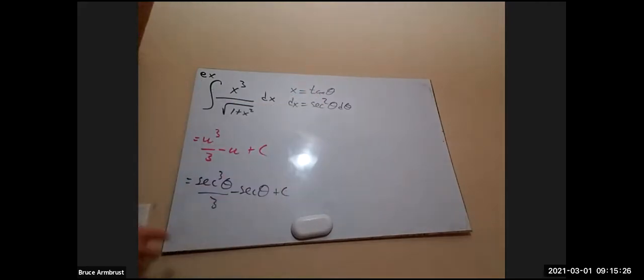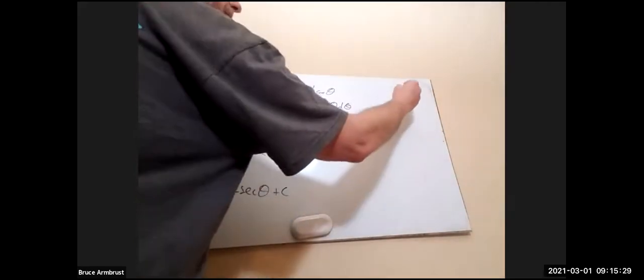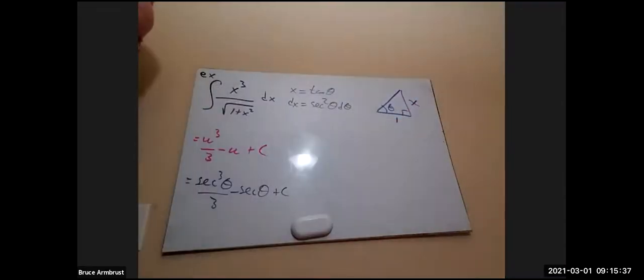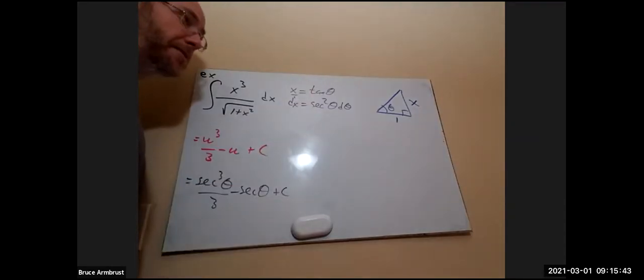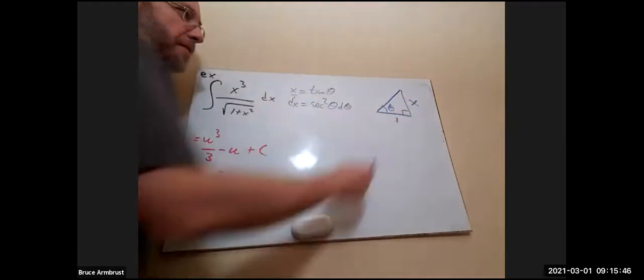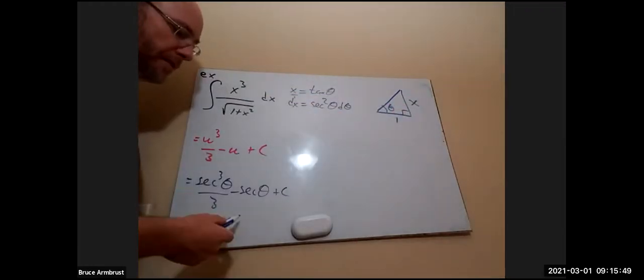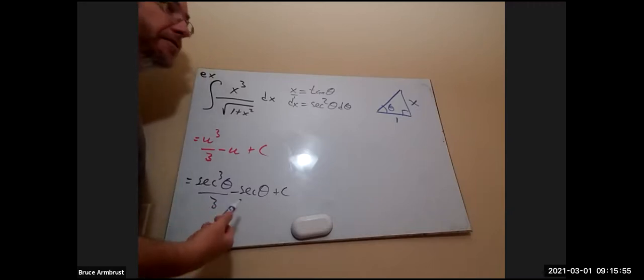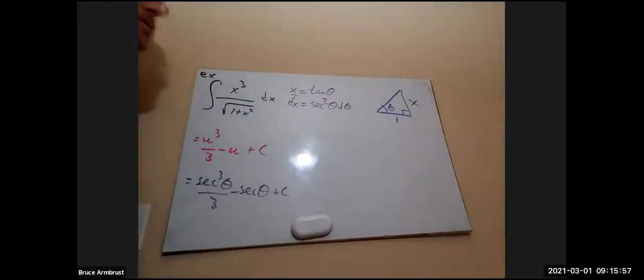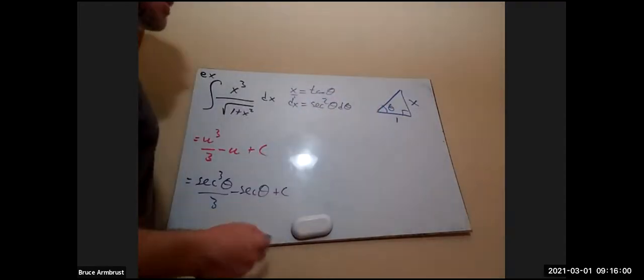Because here's what we know about theta. We know the tangent of theta is equal to x. So if I draw a right triangle here, there's my theta. I know the tangent is equal to x. So tangent is opposite over adjacent. So tangent is x over 1. All right, well, I want secant. Secant is 1 over cosine. So for cosine, I need adjacent over hypotenuse. So I need to get this side right here. Well, that's going to come from the Pythagorean theorem.